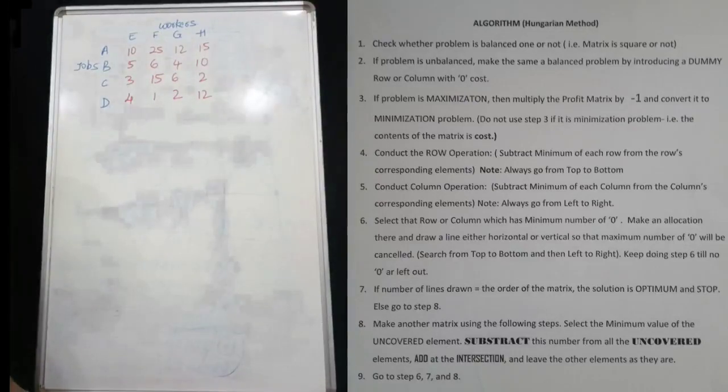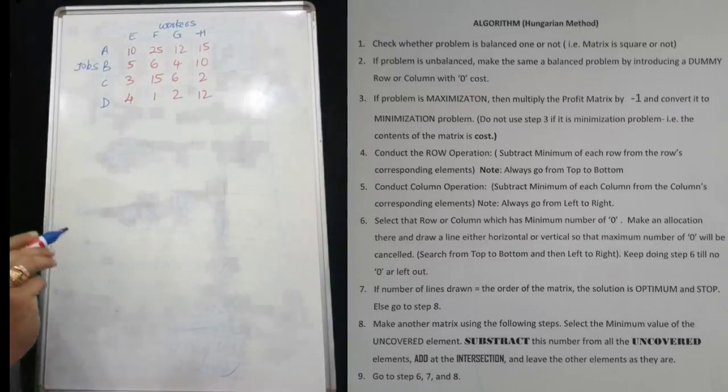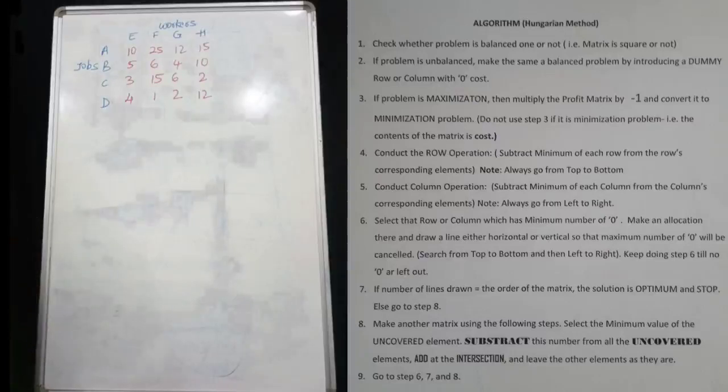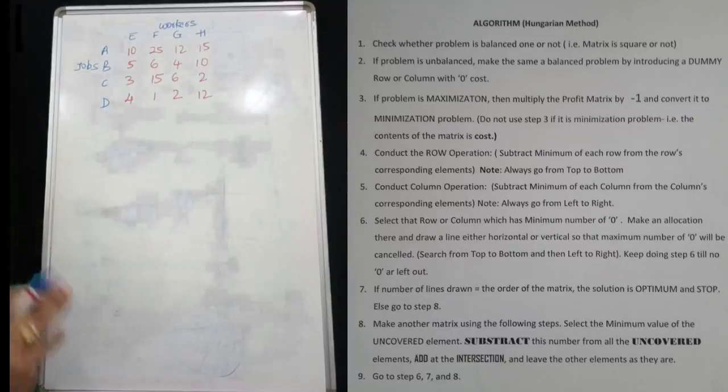Now, as a good manager, you will always like to give the job to a person who takes a minimum time, and hence this is a cost matrix, or it is a minimization problem. Let us go step by step with the algorithm.